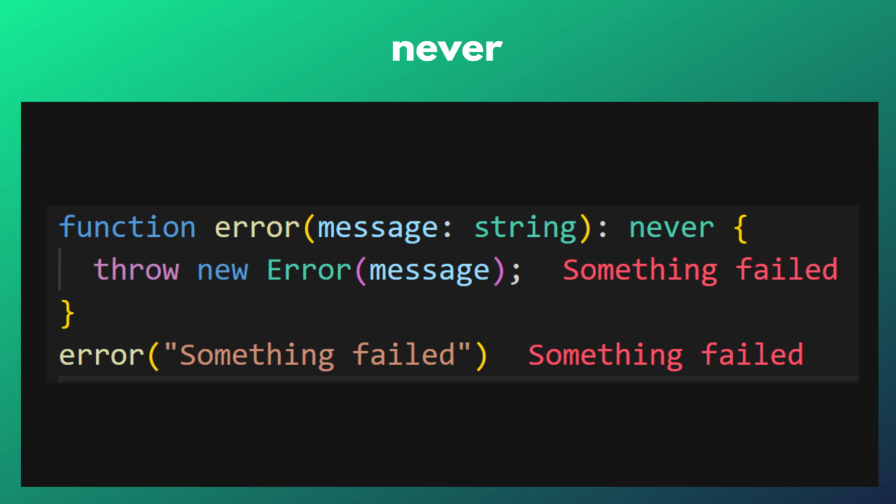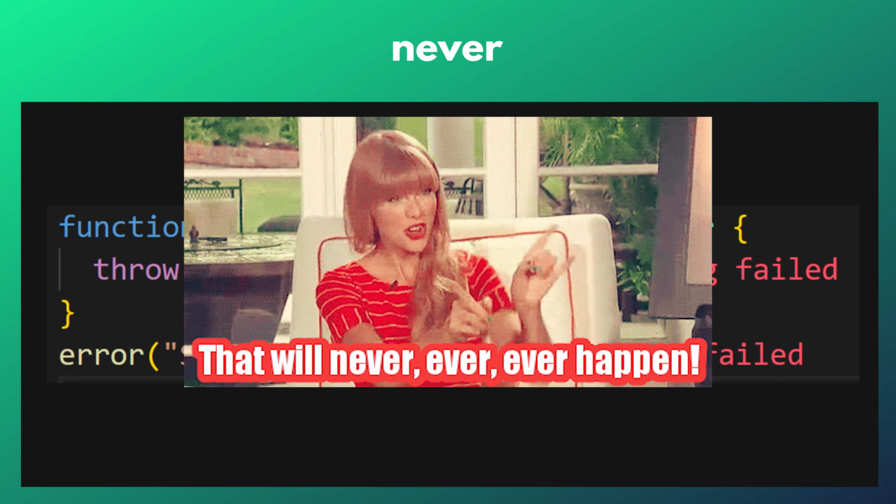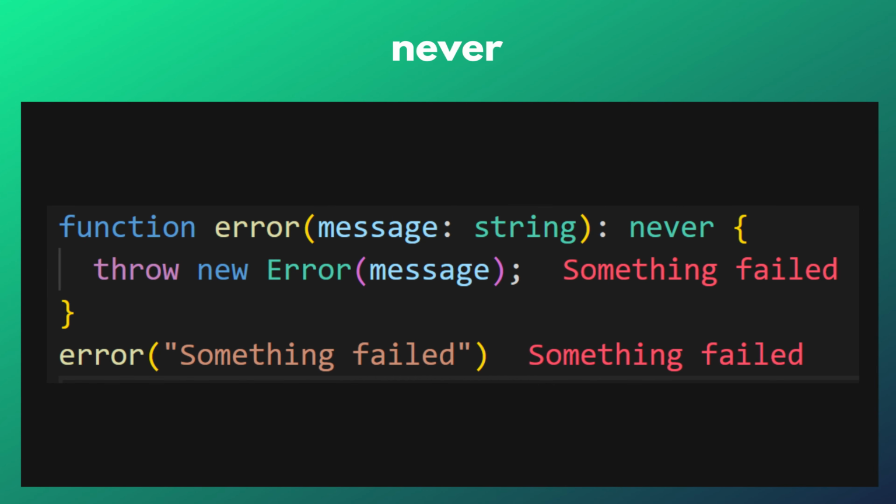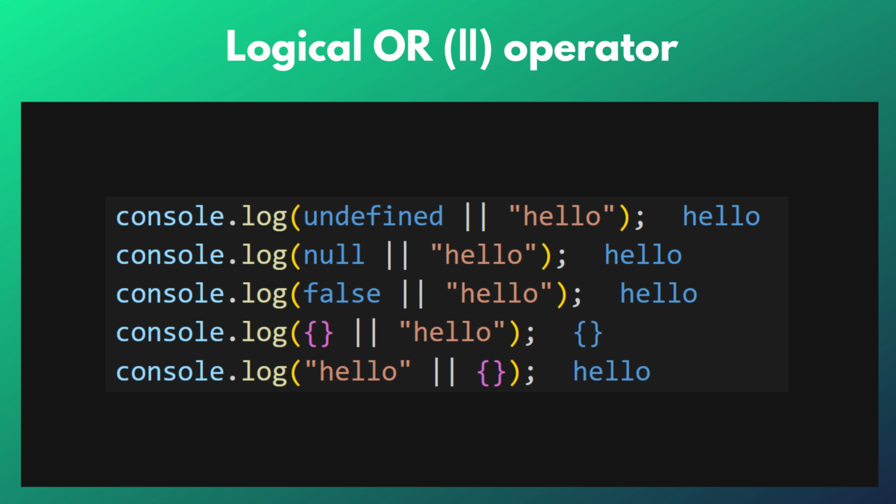Never. A function returning never must have an unreachable endpoint. This function will never return a result. There is also the case where it is an infinite loop, then again it will not reach the end of the function. Null and undefined.